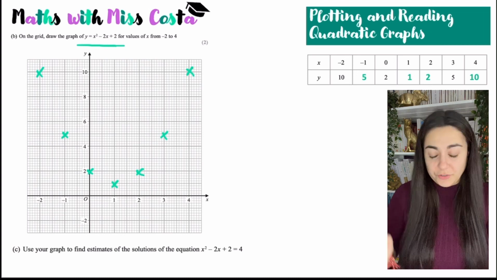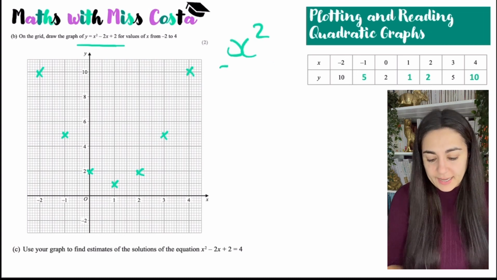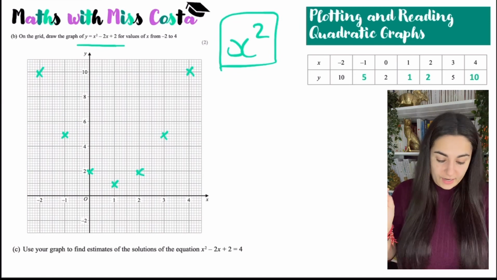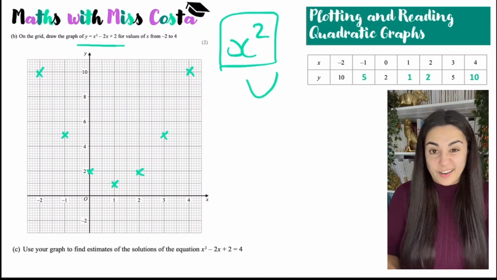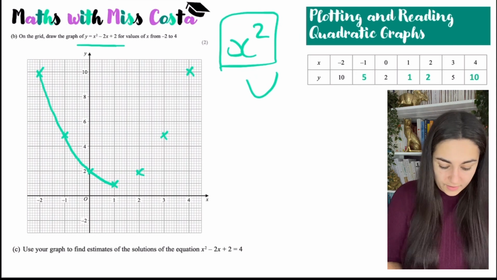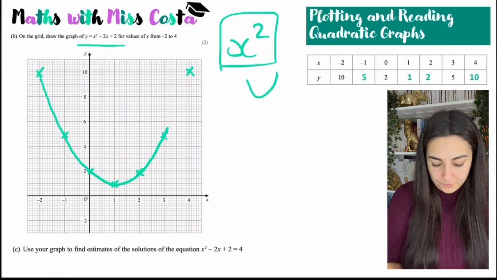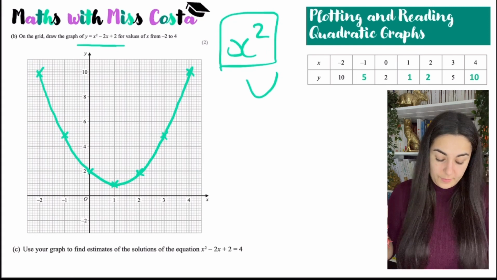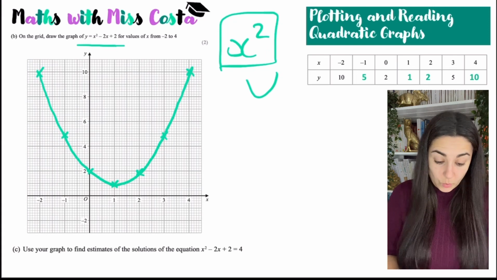So it's a quadratic. You know it's a quadratic because it's got an x squared in it, okay? And quadratics, remember, should look kind of like that. So when we join it up, we need to make sure there's a smooth curve as we join it up. Okay, there we go. So that's drawn the graph.